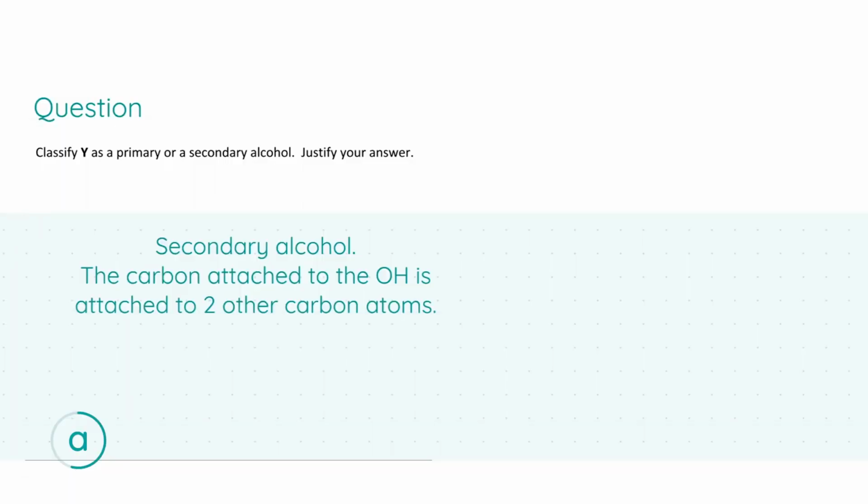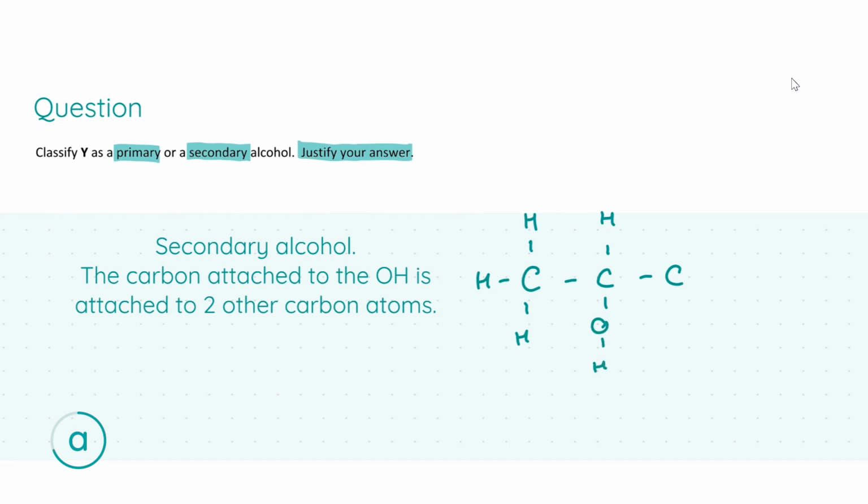In question A part 2, it asks us to classify Y as a primary or a secondary alcohol and to justify your answer. So let's just draw out Y really quickly. So we have C, C, C, and then we have our H's here. So I'm just drawing propan-2-ol. So here's our OH. And then we have H, H, H. So is it a primary or a secondary alcohol?